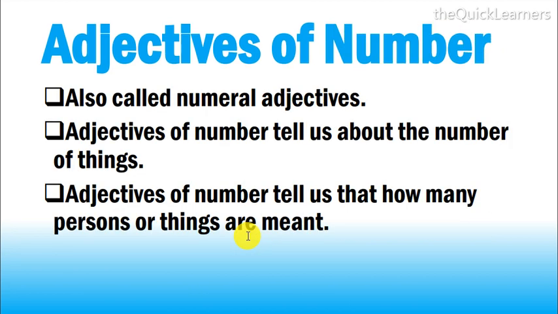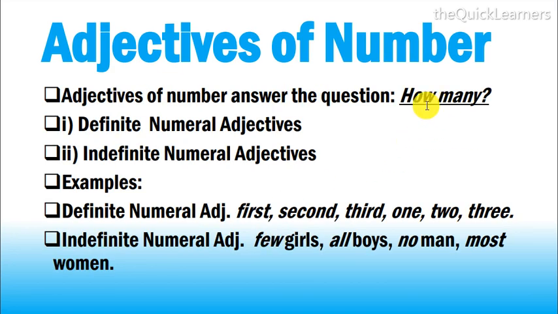So what is meant by adjectives of number? Adjectives of number are also called numeral adjectives. They tell us about the number of things. They tell us how many persons or things are meant. Adjectives of number answer the question how many.